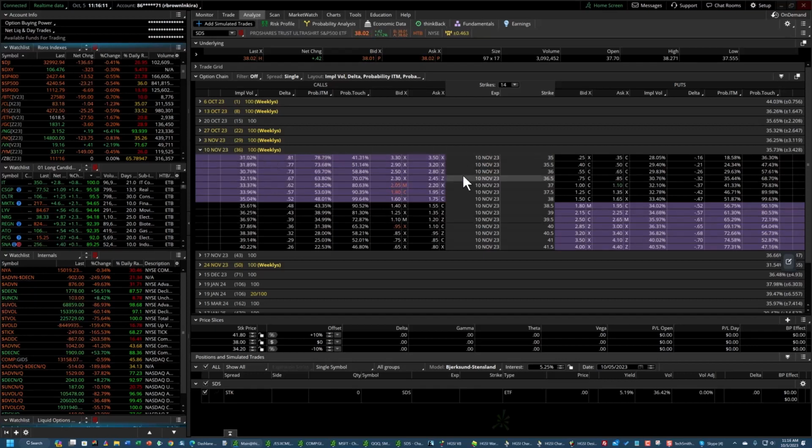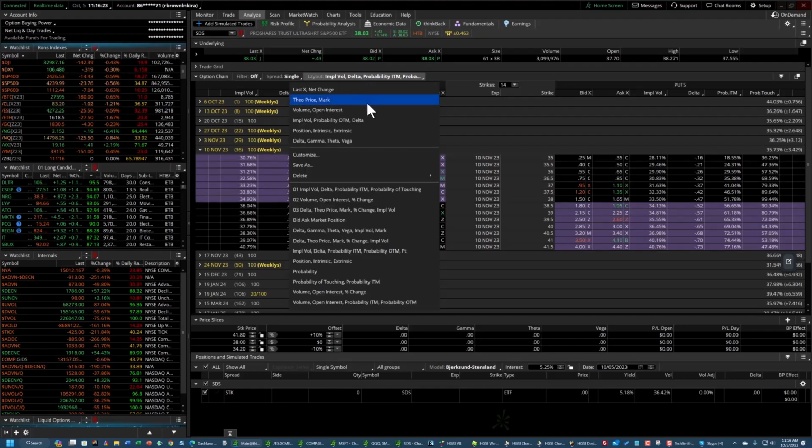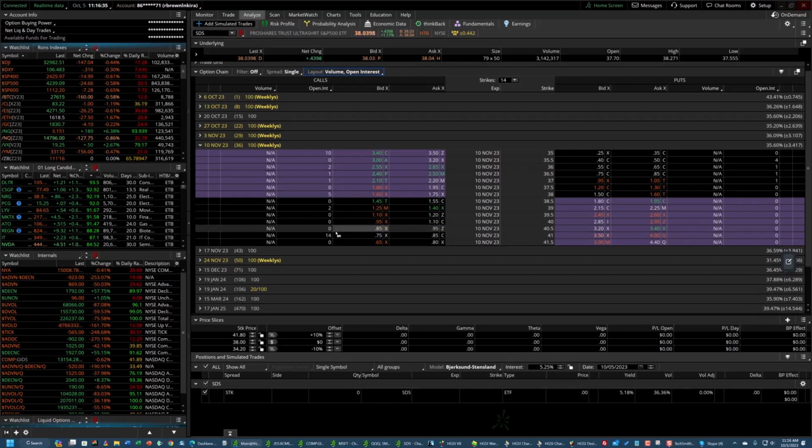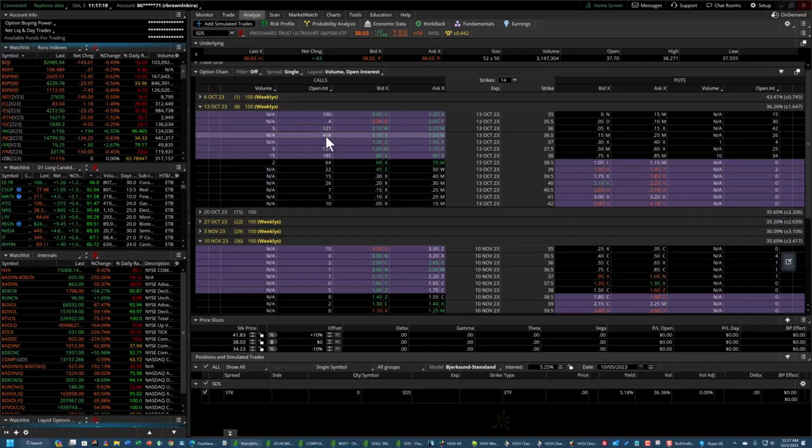I'm out 36 days here, and I can see what the spreads are, what the liquidity is, the probability of in the money or probability of touching. I'm just going to go to a different view here, volume and open interest. And this one's not as liquid as I would think. You can see the calls, there just aren't many, and the reason for that is I'm at 36 days out. This is a short-term trade, more than likely. So let's look at 8 days, and you can see there's a lot more open interest here.